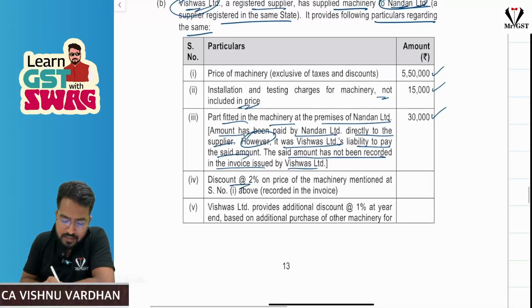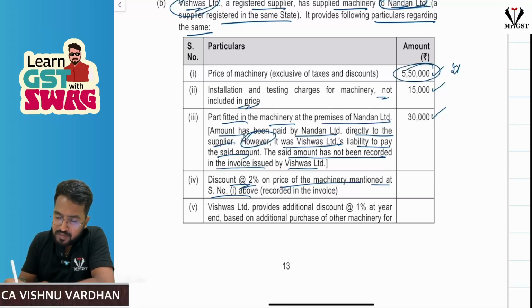Next, discount at 2% on the price of machinery mentioned at serial number 1 above. So for this price, 2% discount we are giving. So you add these two things, and discount, what we will do, obviously we will minus. So 5,50,000 into 2%, you will get 11,000.